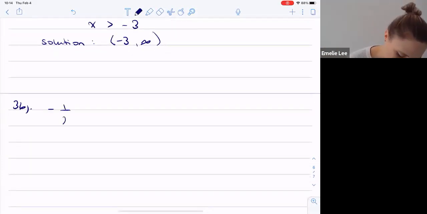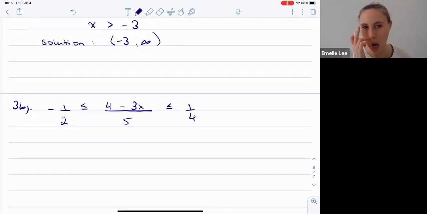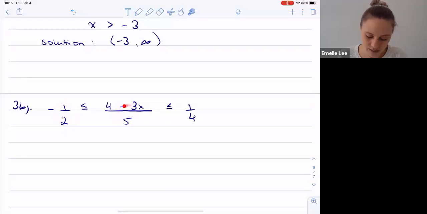So I've got negative 1/2 is less than or equal to (4 minus 3x)/5, which is less than or equal to 1/4. Okay, so now notice I've got three regions here. There's only one x here.